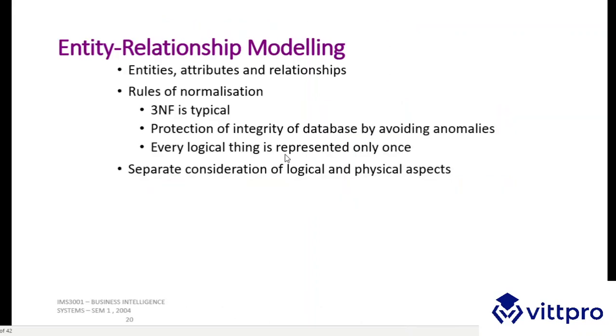Then the entity relationship modeling basically has entities, attributes, and the relationship. We will not go into the normalization because that's a bit of a technical aspect, so we will not look at that.